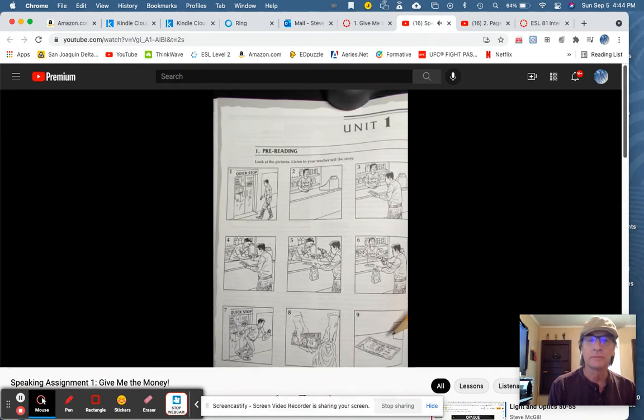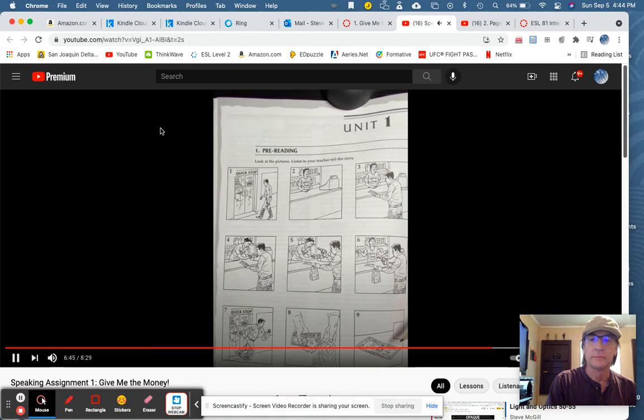And now, as I point to each picture, you try to remember the story. You don't have to know it word for word or perfectly. Just see if you can talk your way through the story. Let's begin.